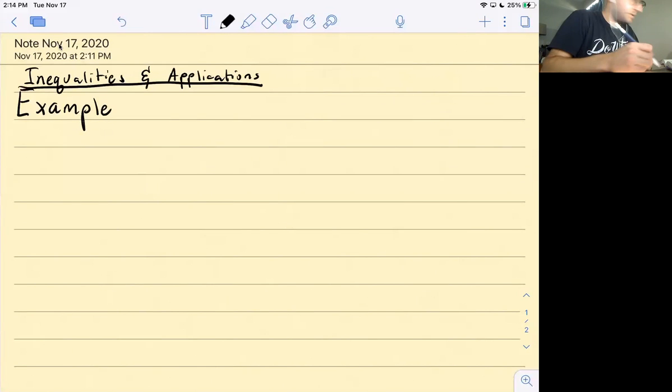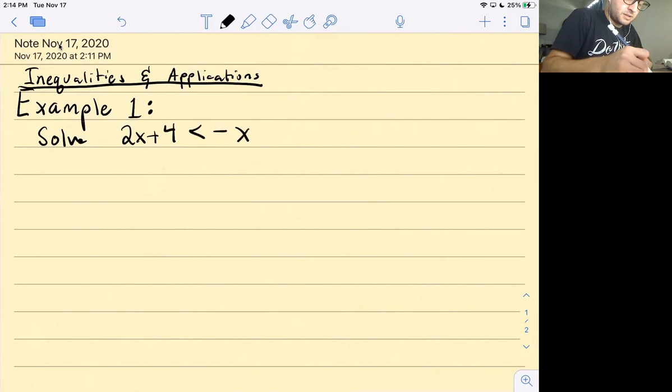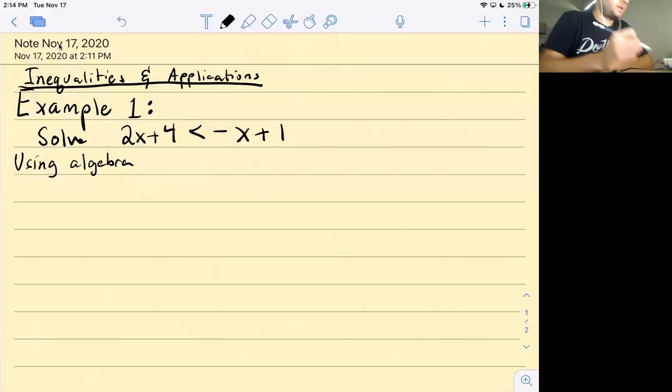So solve the following inequality. This is example 1, and this is straight from the book. So this is: solve 2x plus 4 is less than negative x plus 1. So if we want to do it using algebra, anyone want to volunteer what we should do first? And what a general strategy with algebra is?